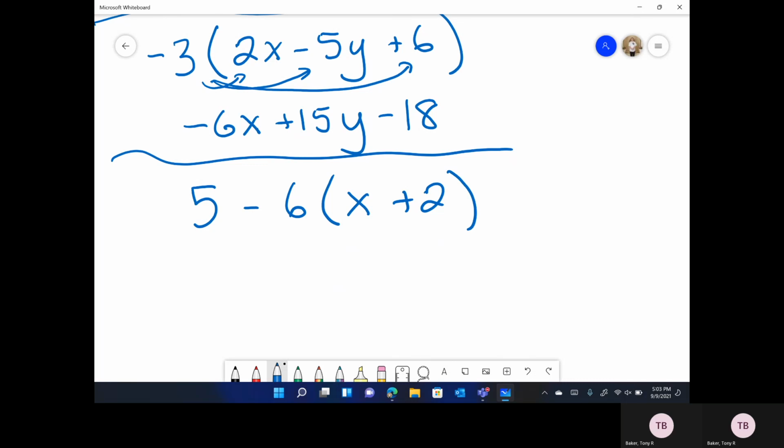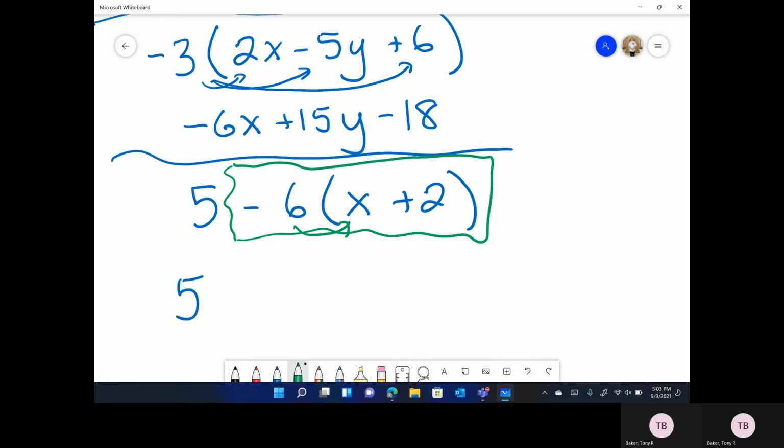All right. So when we're looking at this, we have to do the multiplication first. I'm basically going to break the problem right here, so I'm just going to look at this part. The 5 I'm just going to bring down. Now I'm going to do negative 6 times x and negative 6 times 2. Negative 6 times x is negative 6x. Negative 6 times 2 is negative 12.